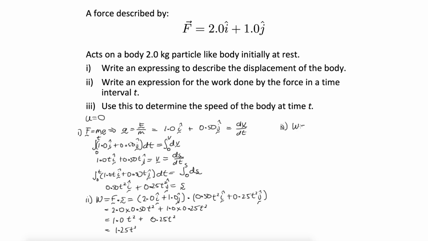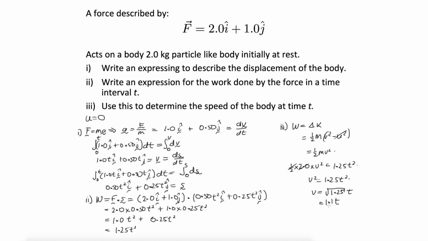So now we can use that the work is equal to the change in kinetic energy of the object, which is equal to a half m(v squared minus u squared), brackets around there because the half m applies to both of them, but u was equal to 0, so this is equal to a half mv squared. So we've got a half times m, which is 2, times v squared is equal to the work, which is 1.25 t squared, and these cancel, and I end up with v squared is equal to 1.25 t squared, so v is equal to the square root of 1.25 times t, which I can write as 1.1 t if I want.